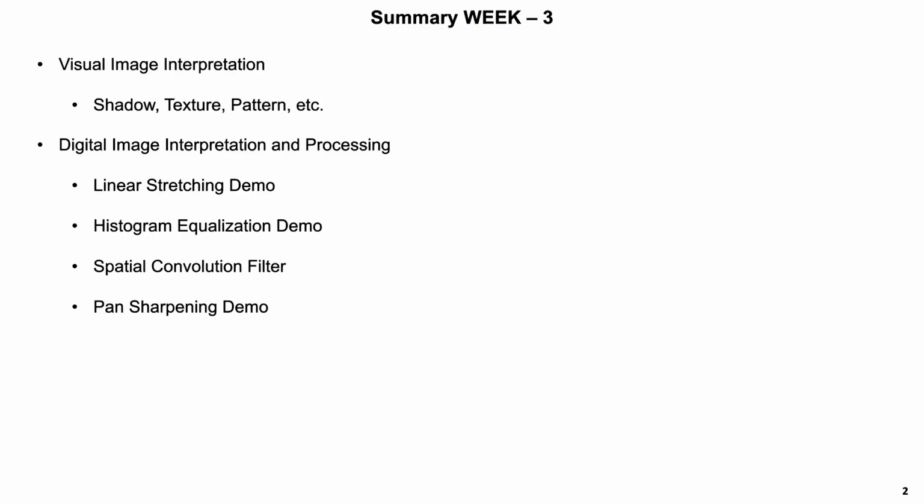Okay, in the last week we saw the different elements of visual interpretation. So we saw how the shadow, texture, and pattern play an important role in visual image interpretation. And then we saw what are the different types of techniques available to enhance the images for interpretation. So we saw linear stretching, histogram equalization, and the different types of convolution filters. Then finally, I demonstrated how to do pan sharpening.